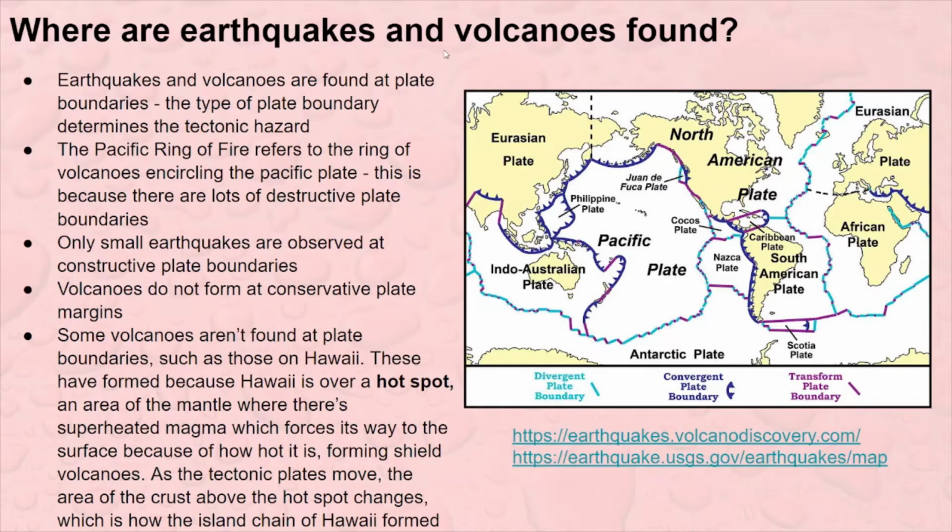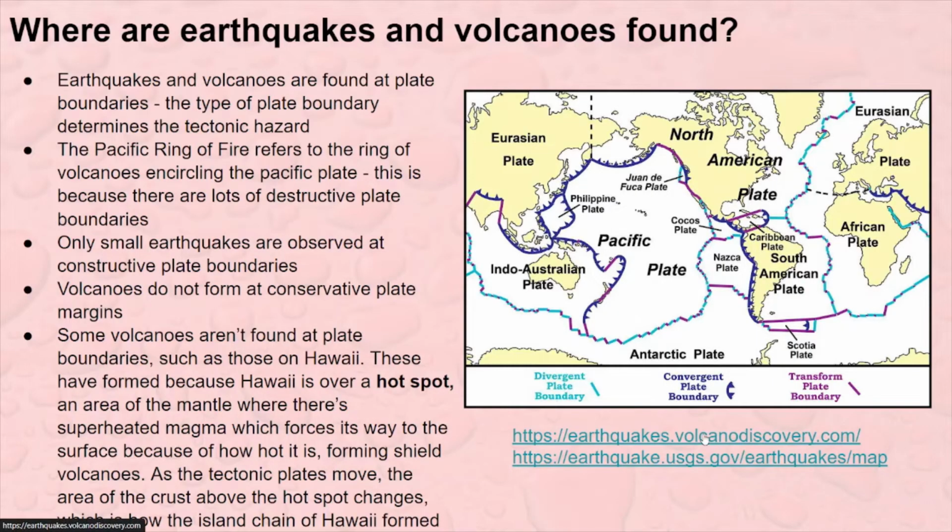Now, where are earthquakes and volcanoes found? Well, they're found along plate boundaries in narrow bands. We have the Pacific Ring of Fire mentioned here. Around the Pacific Plate, as you can see, there's lots of convergent or destructive plate boundary and lots of subduction going on, and therefore forming these volcanoes.